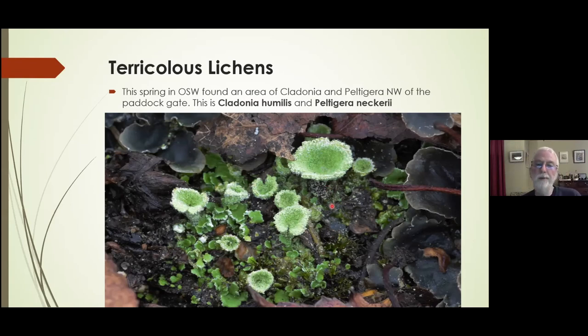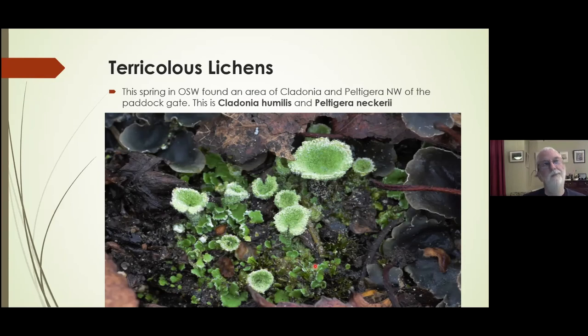Cladonia can be very difficult to specify. But this has got a very short podetium leading up to a very wide rim. And so I've had this confirmed as Cladonia humilis, and you can see some of the squamules here. And I was very happy with this find.